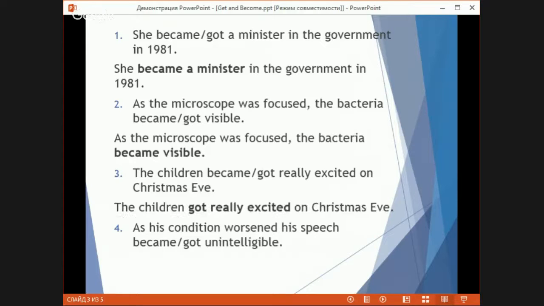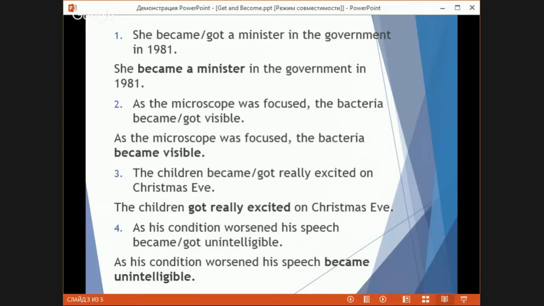The child got really excited on Christmas Eve. This is our adjective with get, and it sounds very nice. As his condition worsened, like got worse, his speech became unintelligible. Couldn't understand what the person was saying.